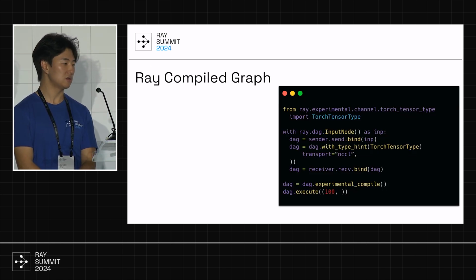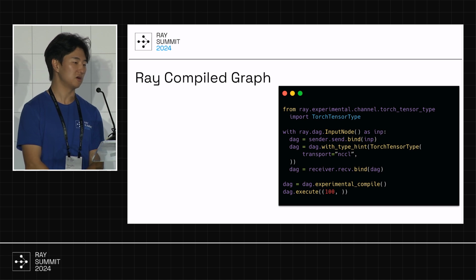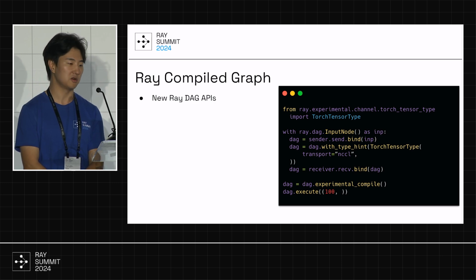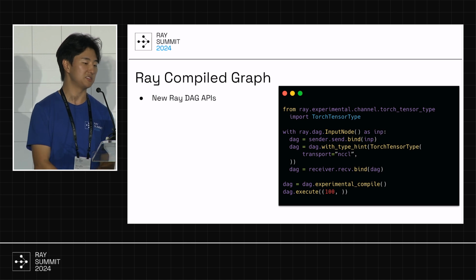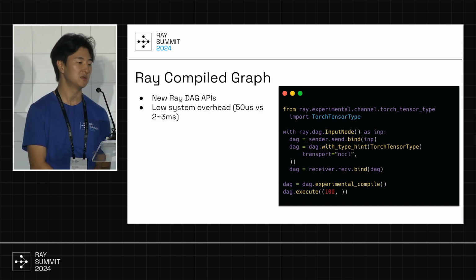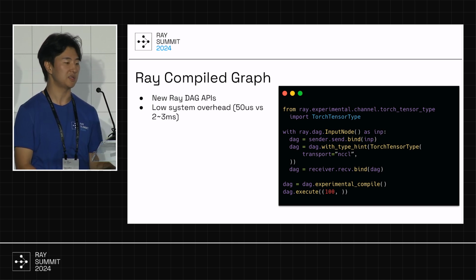So Ray has a new feature called Ray compiled graph, and we try to leverage this feature to solve this problem. Ray compiled graph is a feature that mimics the Ray DAG API that already existed. So instead of the familiar .remote, you use the .bind API, and then you're able to construct the DAG this way, and then you call the compile API at the end. Compared to the existing .remote solution, the compiled graph has very low system overhead. For example, the original Ray has 2 to 3 milliseconds of overhead to send a task to another task. With the compiled DAG, you only have 50 microseconds of overhead.